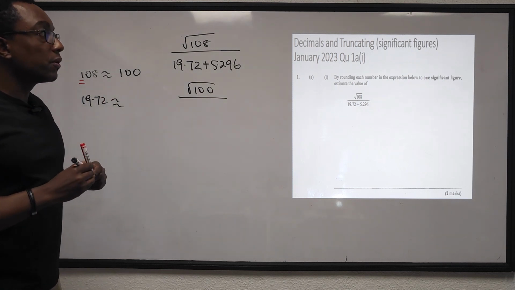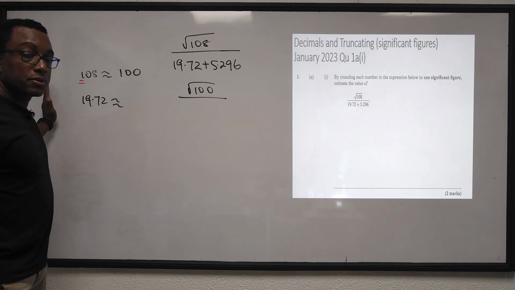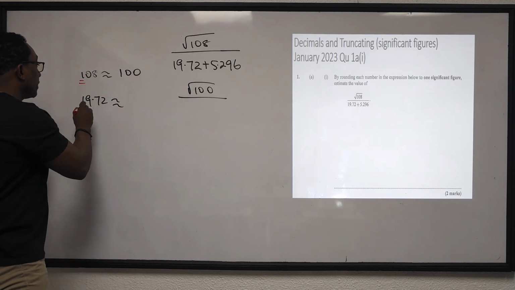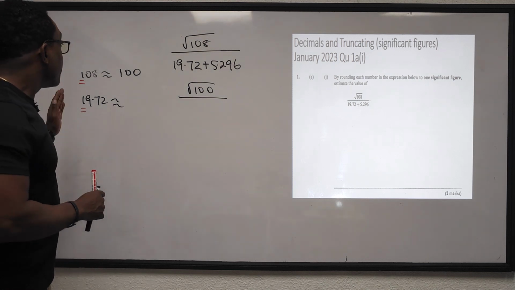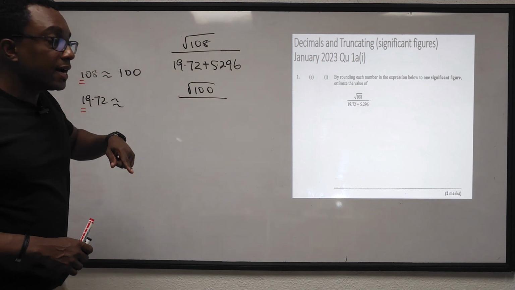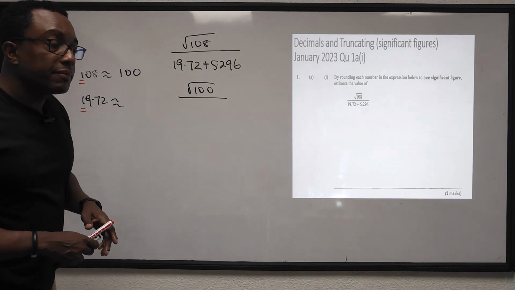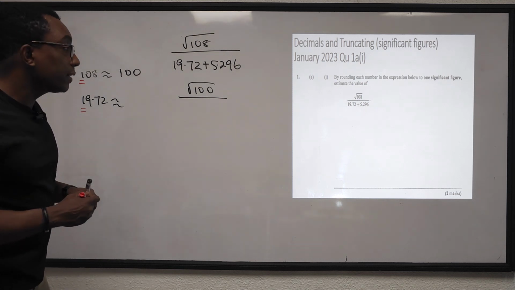Let's round this to one significant figure. So again, what do we do? We count from the first non-zero digit from left to right. So we're looking at one significant figure. That's my first significant position or figure. I must look at the number immediately after, which is 9. Once that number is 5 or more than 5, I add 1 to my number, which is underlined, 1. So that 1 becomes 2.